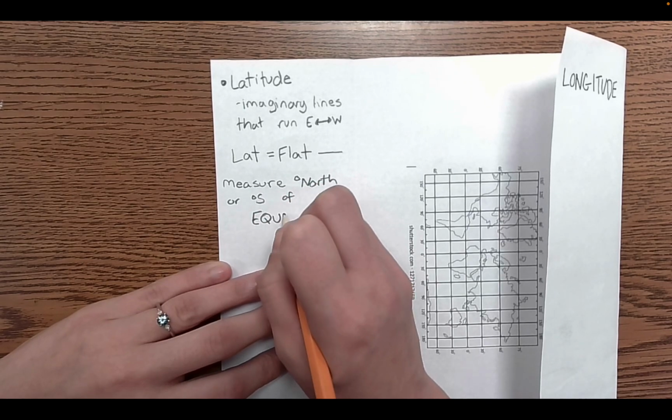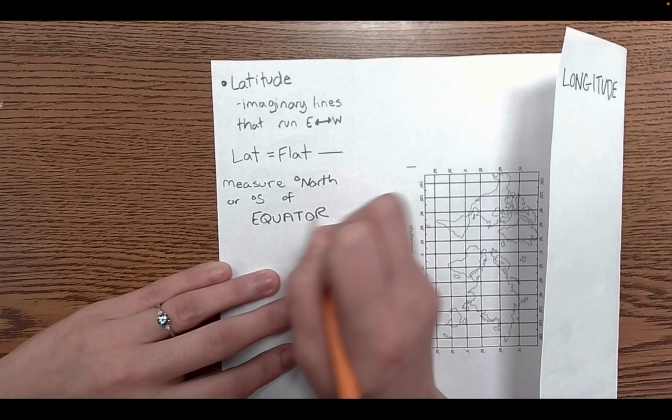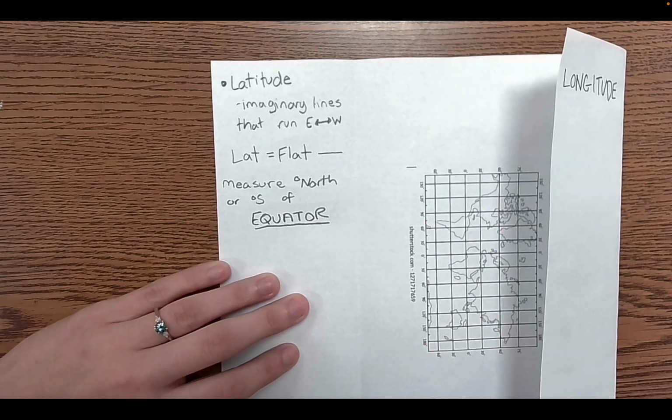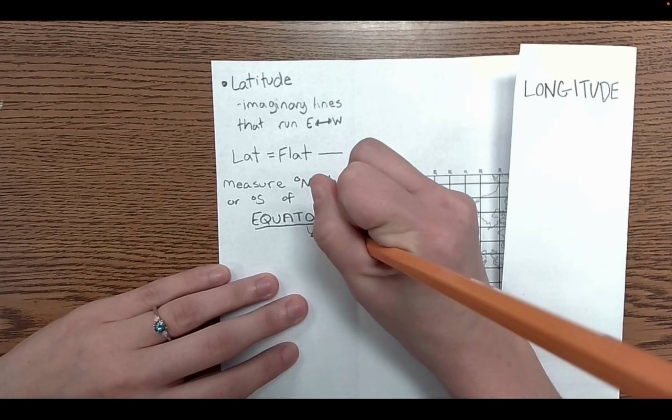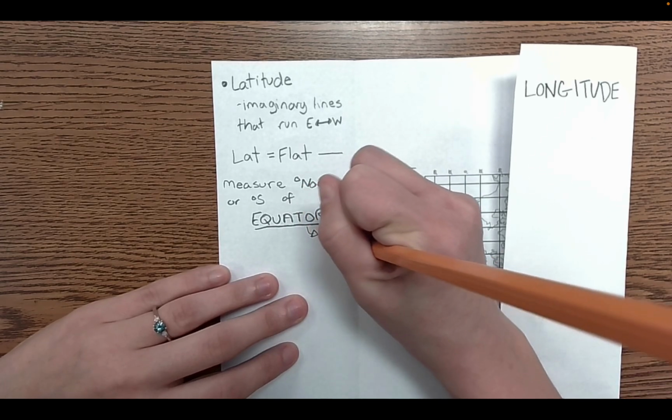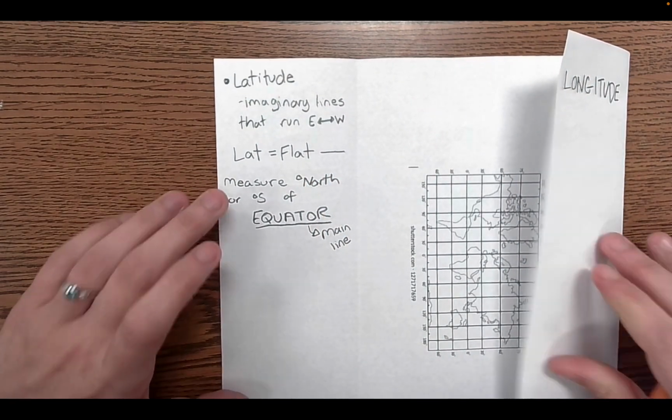Now, even though they go across, we measure them either degrees north or degrees south of the equator. The equator is the main line. So I'm going to write that here. That's the main line. That's the one that's in the very middle.